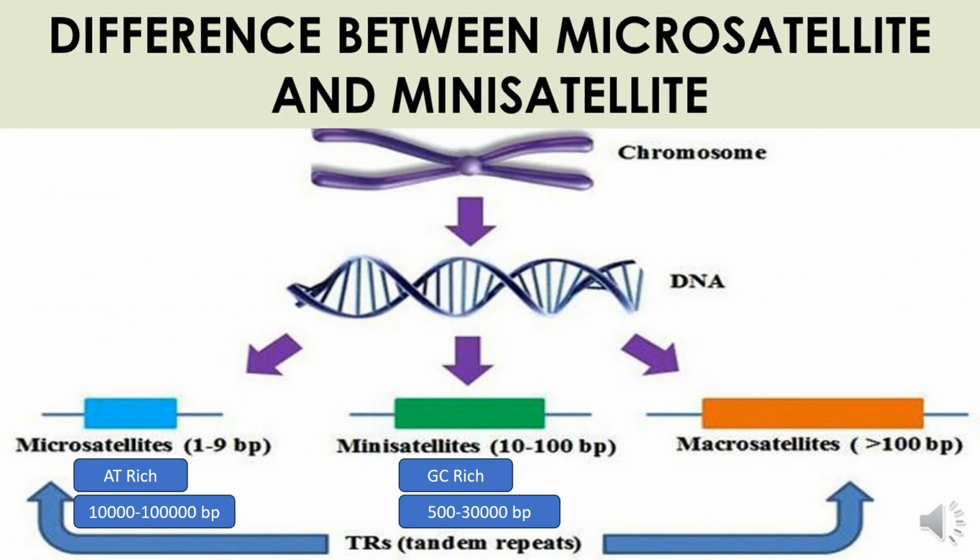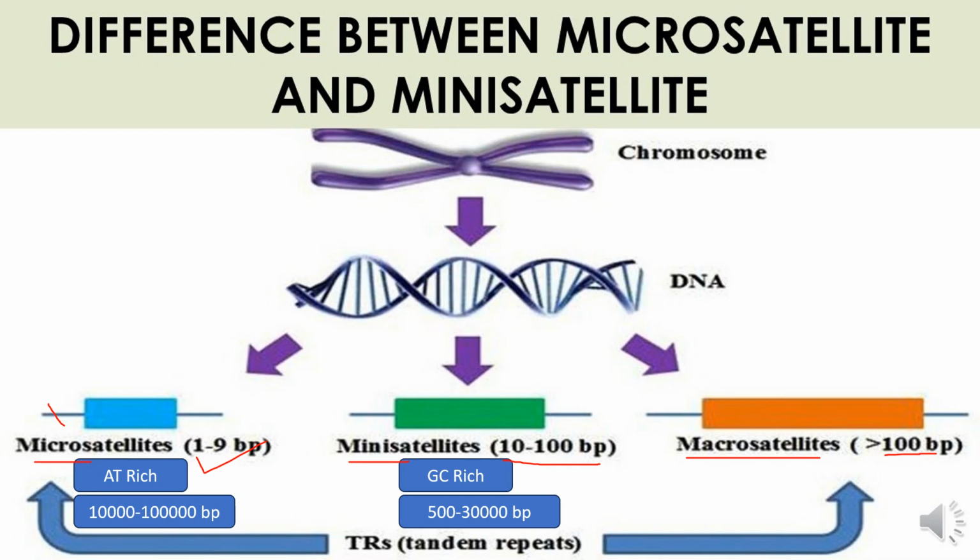Now, in DNA we have repetitive sequences, and we have three types of satellite DNA: microsatellite, minisatellite, and macrosatellite. These three satellite DNAs are classified on the basis of their nucleotide regions, which type of nucleotide-rich region they have, or how many times the sequence is repeated. Microsatellite normally has a repetition of 1 to 9 base pairs, whereas in the case of minisatellite, 10 to 100 base pair repetitions will be there, and in the case of macrosatellite, more than 100 base pair repetitions will be there.